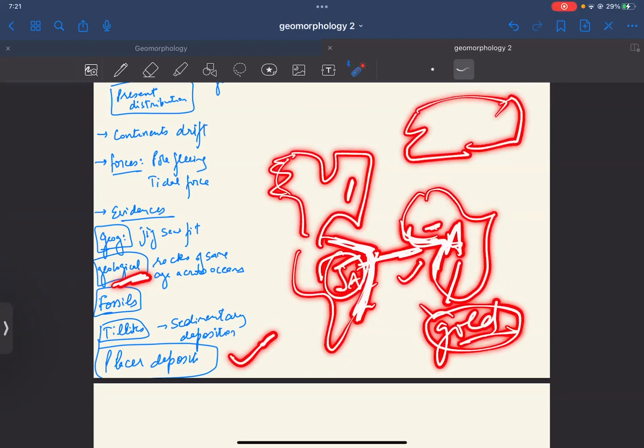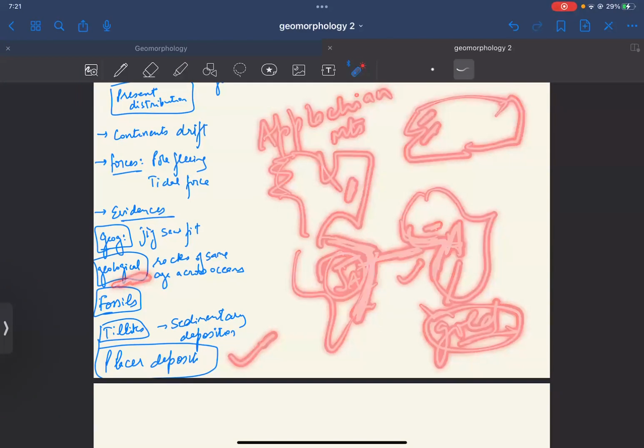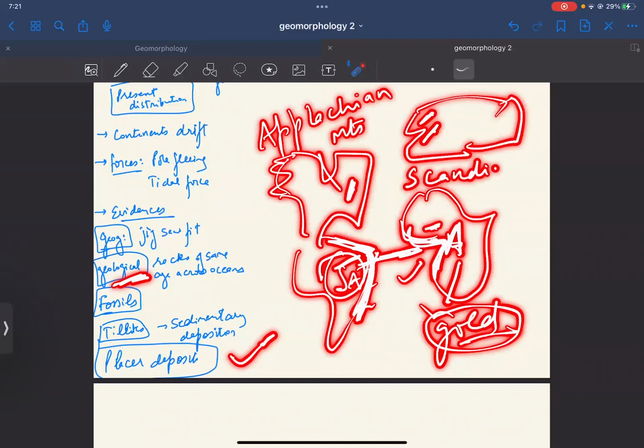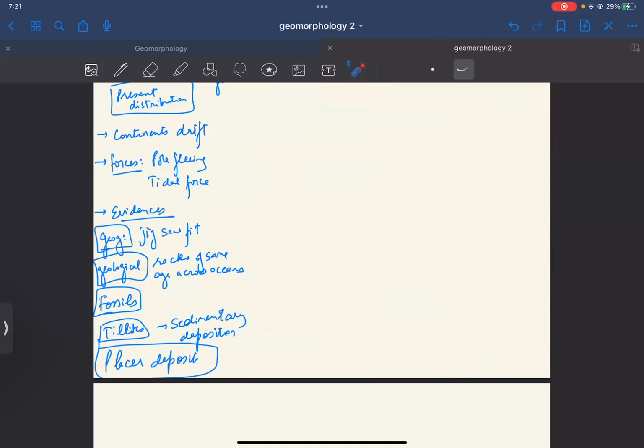You can write, in North America we have the Appalachian Mountains. Also in the western part of Europe we have the Scandinavian mountains. They are also similar. All right. Then it gave the example of fossils and tillites.